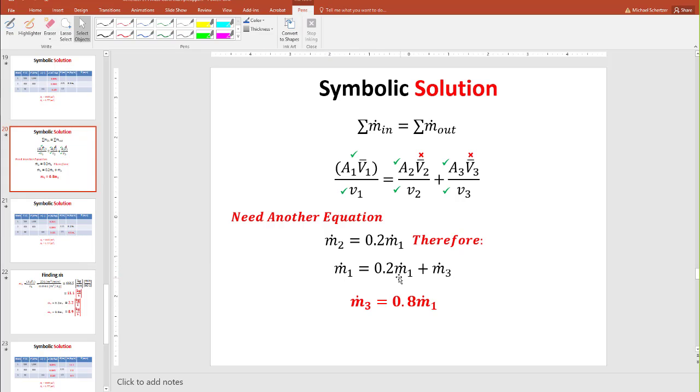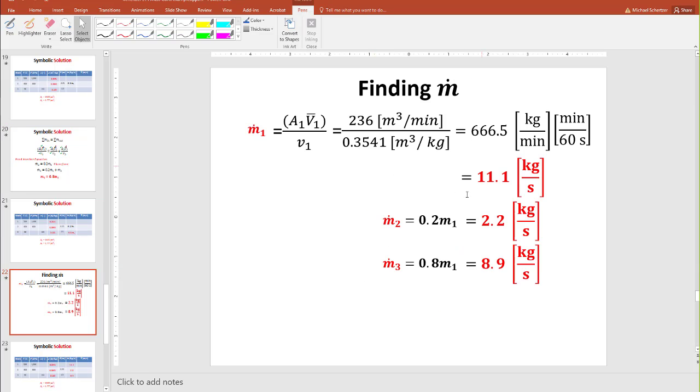So then the next thing that I did, instead of subbing it into that other equation, is I just found the mass flow rates. So here first I worked out, because I knew the volumetric flow rate at state 1, and I divided by the specific volume. Now this gave me, it was telling me that the volumetric flow rate was meters cubed per minute, but I wanted this to be in seconds. So I got my units right here. So I took kilograms per minute multiplied by 1 minute for every 60 seconds. So I divide this number by 60 and I get 11.1. 20% of that is 2.2. 80% of that is 8.9. Does that make sense?